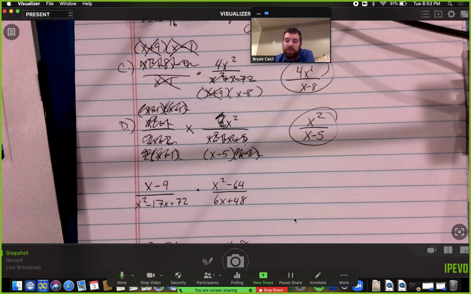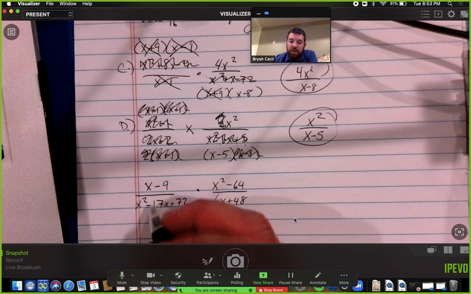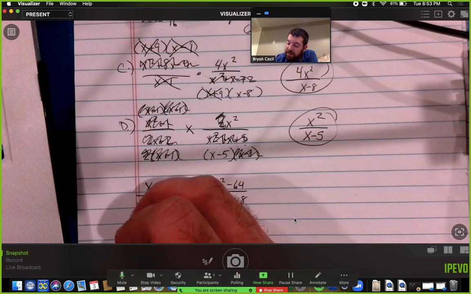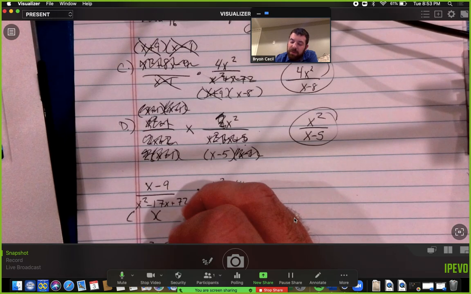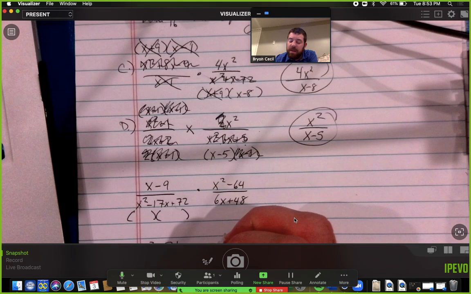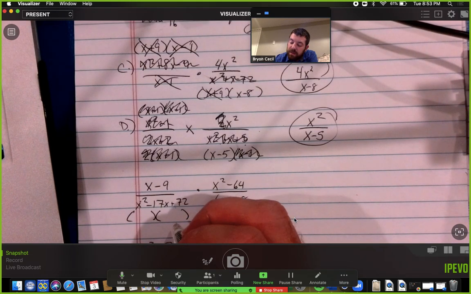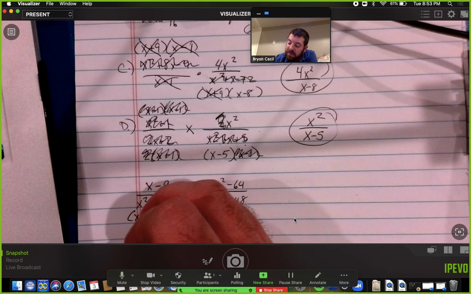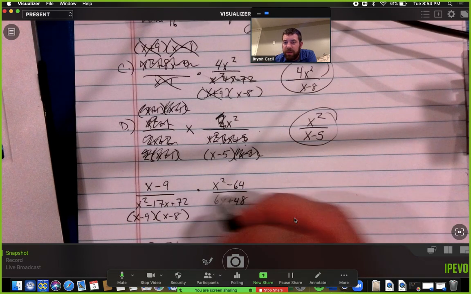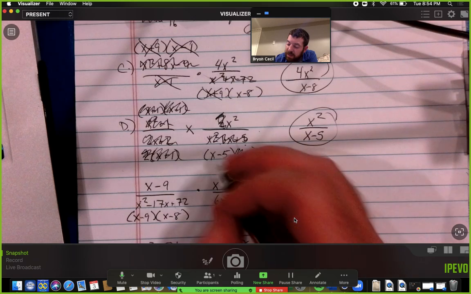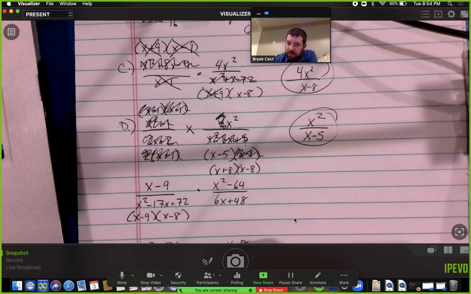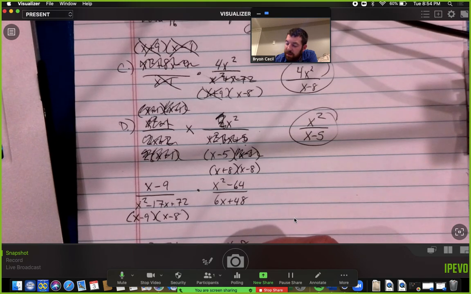Okay, so the first one here, the x minus 9 over the x squared minus 17x plus 72. I'm going to factor this. Factors of 72, when I add them together, give me negative 17. Factors of c that add up to b. Okay, this is going to be the x minus 9, x minus 8. Be careful here. This is a perfect square. X squared minus 64. It's going to be an x plus 8, x minus 8. And go ahead and cross it out.